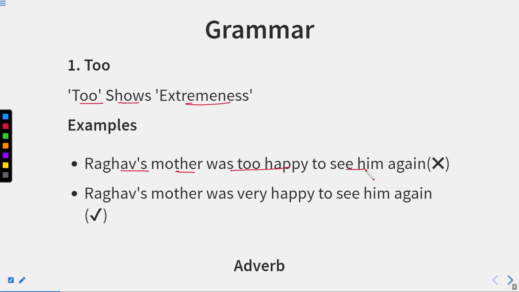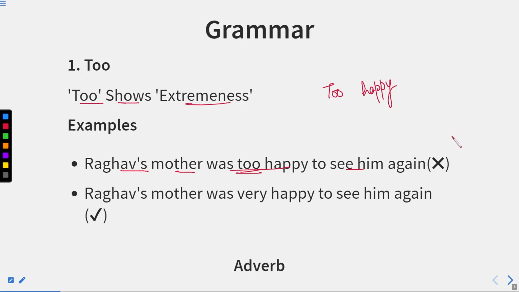Now, if I'm showing over here that Raghav's mother was too happy, now too happy means that she was very, very, very much happy, as she could not have been. It means she was extremely happy, and it is not suitable for her. So this sentence does not make any sense. If I'm using too over here because I want to show some positiveness, obviously she's happy just because her son has come back. So she's very happy because her son has returned. So she is happy to a large extent.